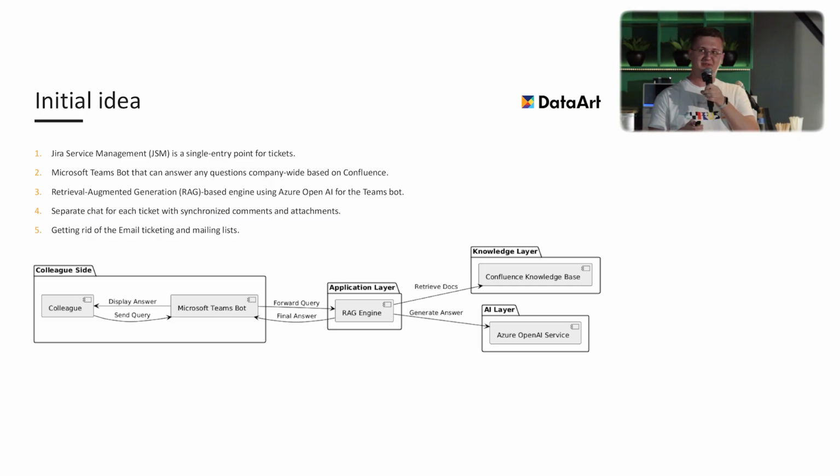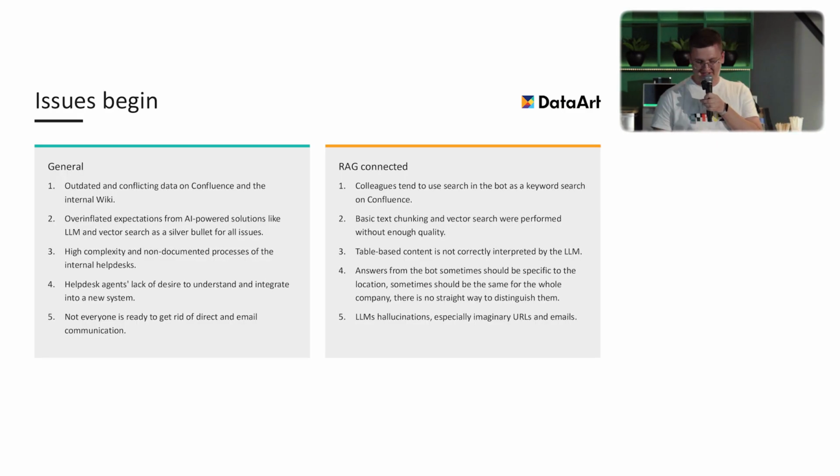Yeah, I believe if you have ever developed a RAG system, you know what can go wrong. After the first released version, which happened after half a year of development, or maybe a little bit less, maybe 4 months of development, we found some issues with our solution. There are two types that we found. The first one is general, and the second one is RAG-connected. That's the main topic.